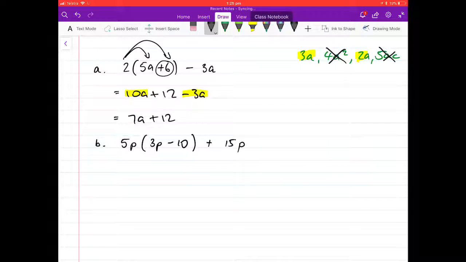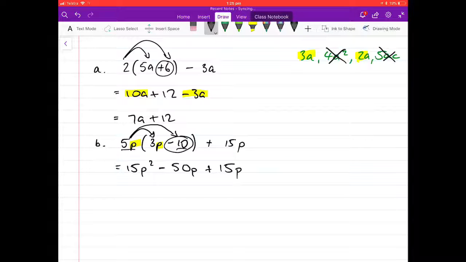Okay. Second one, we're going to take our 5p and multiply it by our 3p. Now again, we can just look at the 5 times 3 to get the 15, and then we can focus on the p times the p, which is going to be p multiplied by itself, or p squared. Second thing we do, again, we take that 5p and we multiply it by negative 10. So that positive times a negative gives me a negative outcome. Then I'm going to look at 5p times 10. So 10 lots of 5 pens is going to get me 50 pens. So I've got 15p squared take 50p. And then on the end of it, I'm just going to add on that 15p.